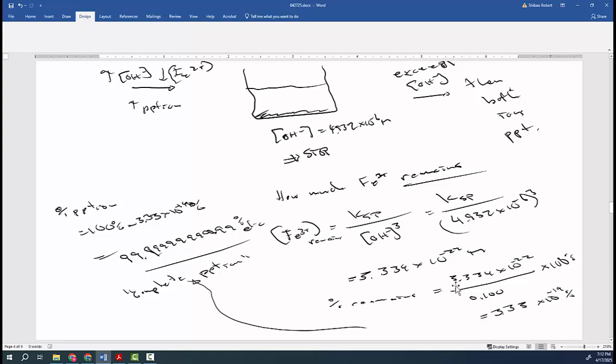So the percent that remains is 3.334 times 10 to the minus 22 molar at the stopping point, versus 0.100 at the beginning. That gives me 3.33 times 10 to the minus 19 percent of the iron remaining. And the rest is precipitated. So that would be 100 minus that, which gives us 99.9999, etc. percent. Well, this is well beyond 99.9%, and we call this a complete separation.